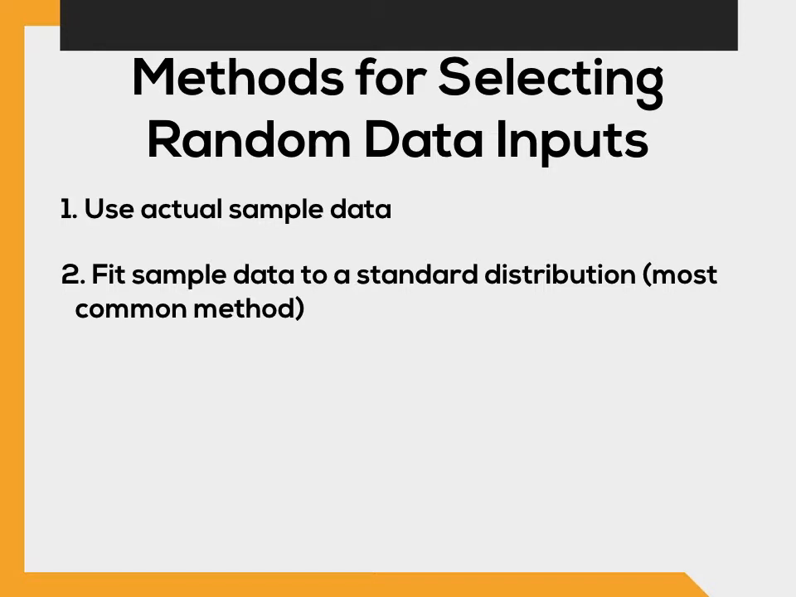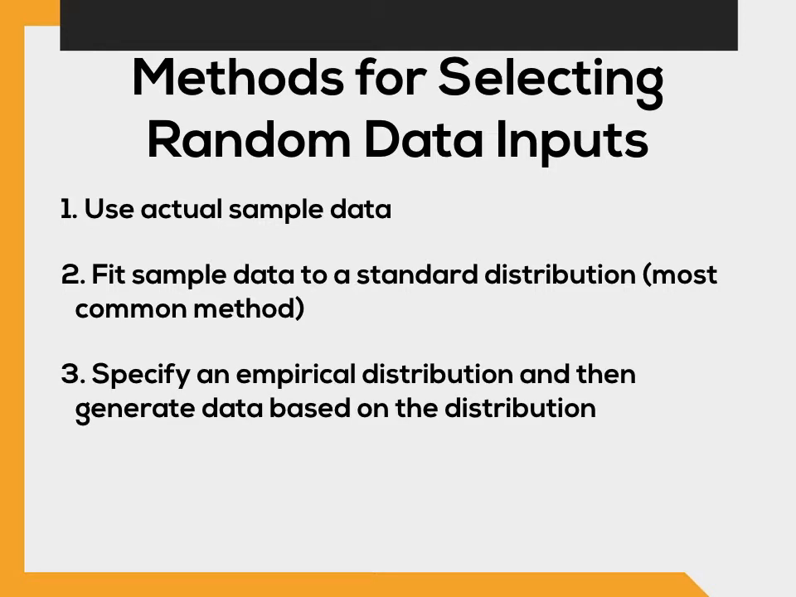The second method for selecting random data inputs, and this is probably the most common method, and I just described this, is you fit your sample data to a standard distribution. And as I said, the problem with this is there really are only a few standard distributions, and so these may not work. Also, it can be labor intensive to get sample data for every random input in your system and find a suitable standard distribution for that input.